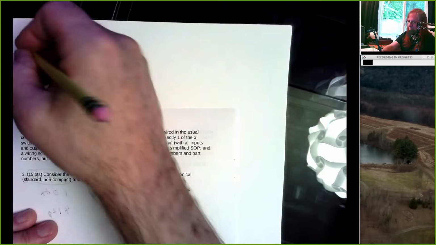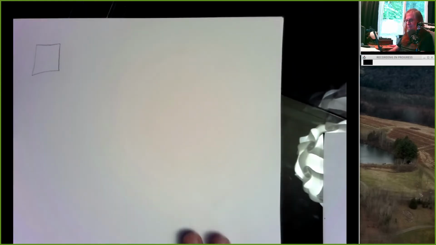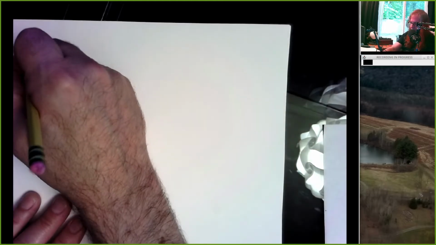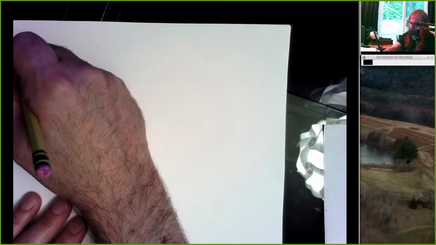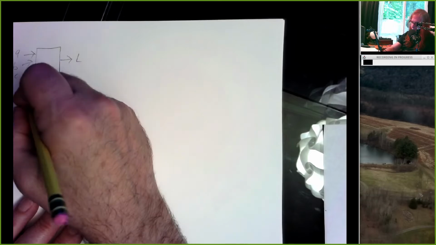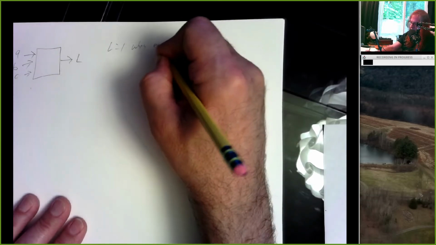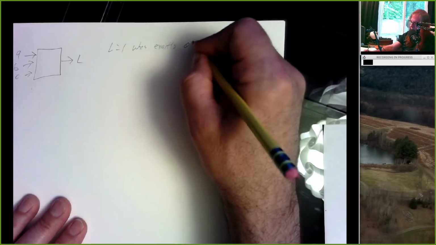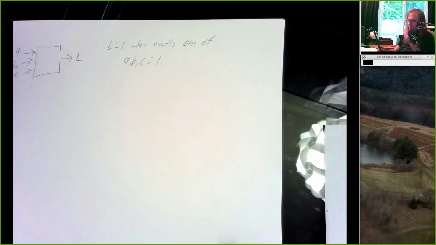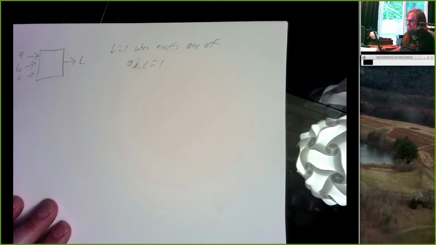System diagram. So system diagram, the main purpose here is to name our inputs and outputs. So I might call my inputs A, B, C, and maybe I'll call my output L. And I could say, you know, L equals 1 when exactly one of A, B, C equals 1. So that's a complete description of what the circuit does.